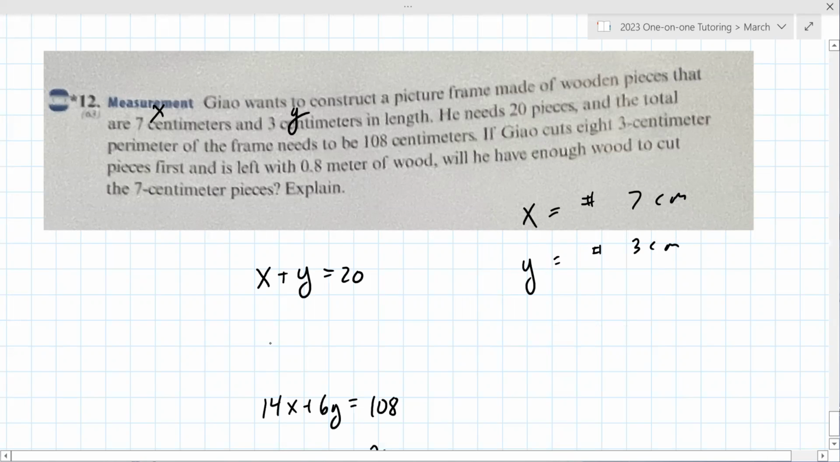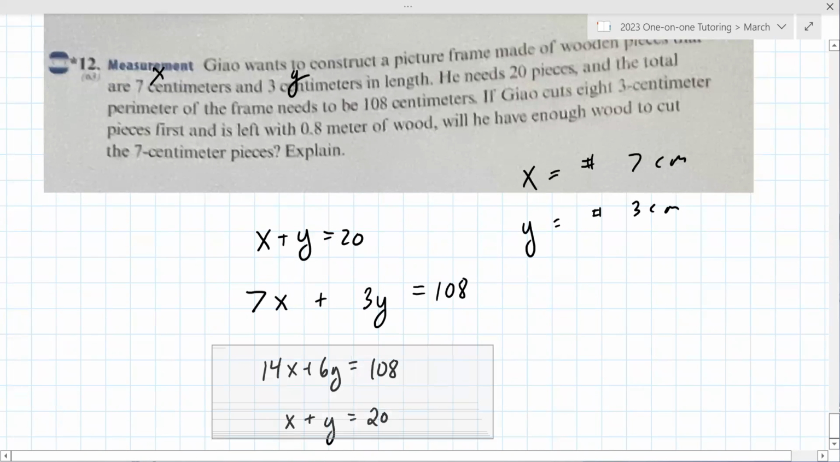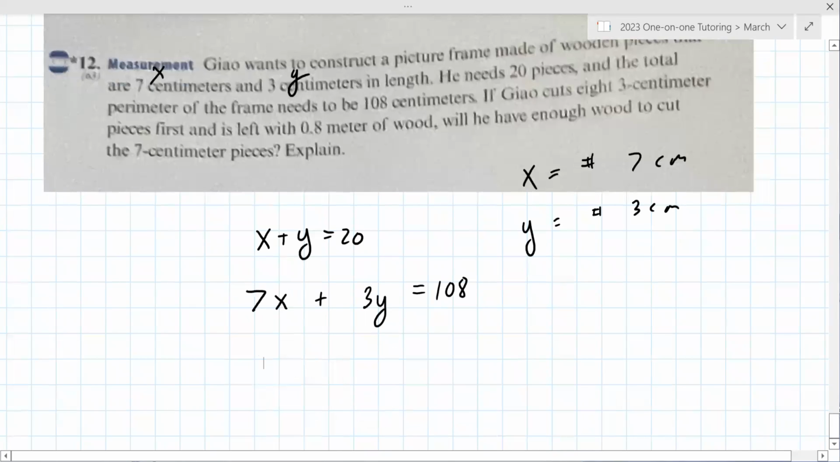So we know that pieces, 7 times x. Let's just say there were 5 7 centimeter pieces. 7 times 5 would be 35. For y, we know that it's 3 times y. That has to be the 108. So this is the correct setup here, and maybe we'll just solve it before I talk about that later. So to solve it, we're going to use elimination here.